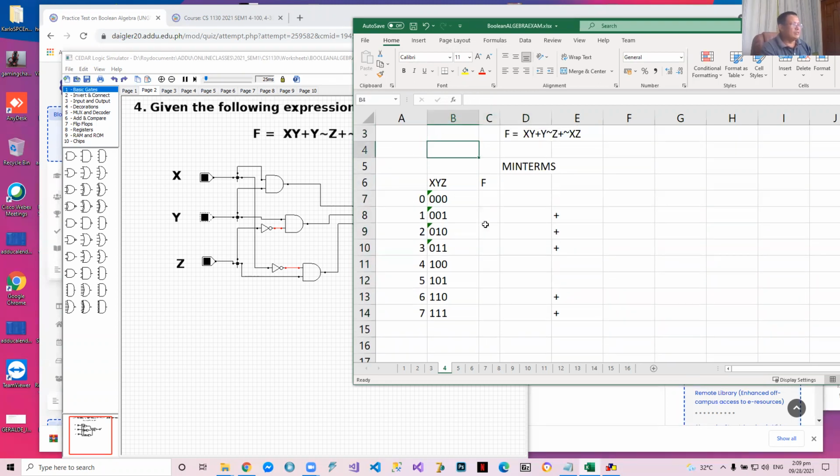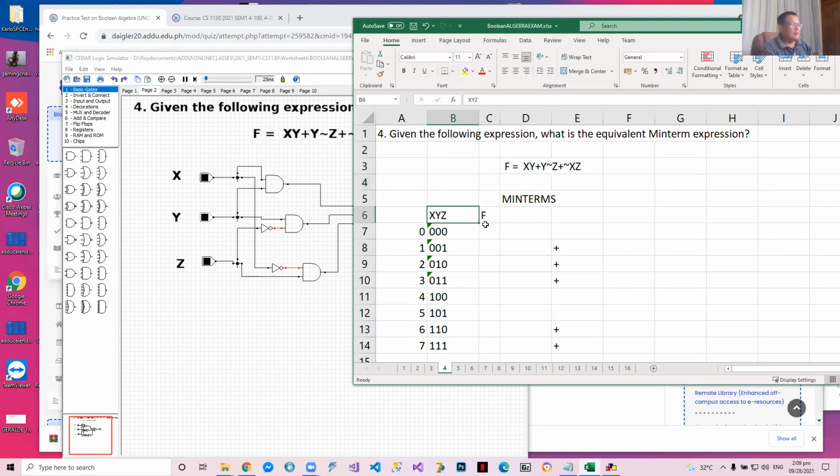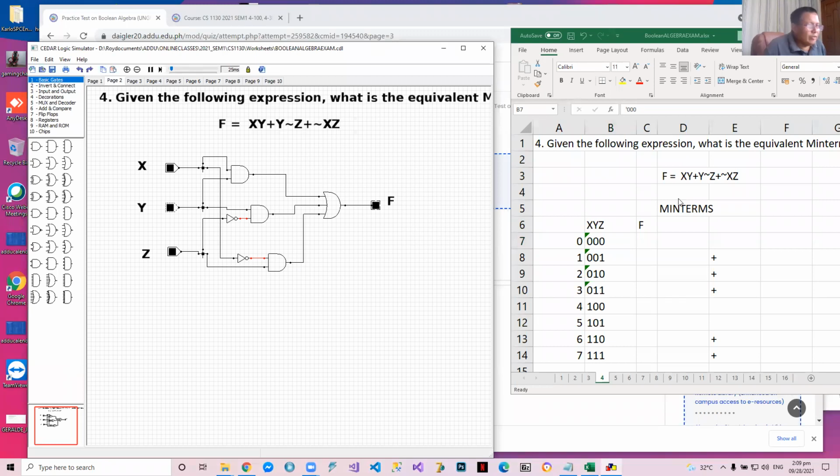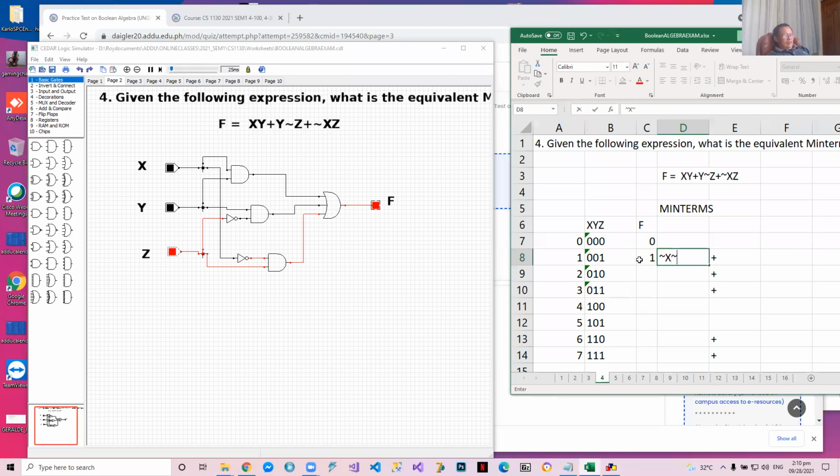Okay. So we start with 0, 0, 0. We are looking for min terms, so we'll be looking for red boxes. This is a 0, so we'll disregard this. 0, 0, 1. This is a 1, so this is a red box. Therefore, we'll include this. The min term is not of X, not of Y, Z. Do you follow? Because Z is a 1, not of X because it's a 0 here, not of Y because it's a 0 here, and Z because it's a 1.